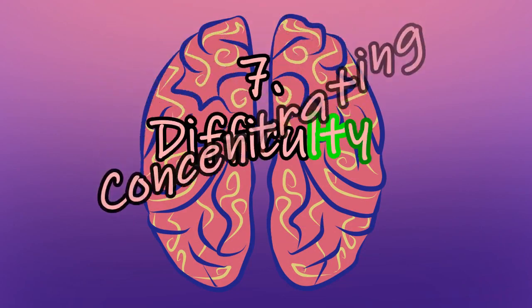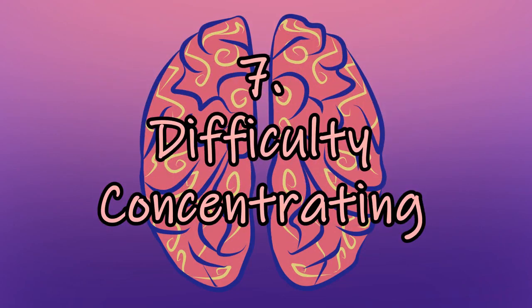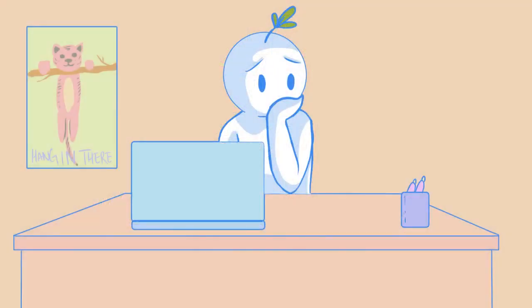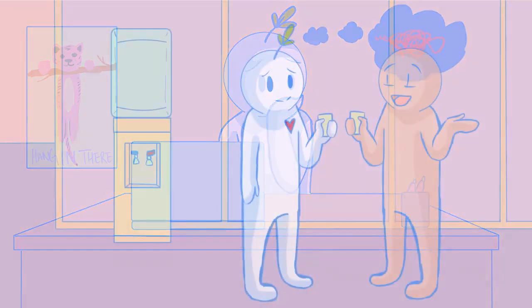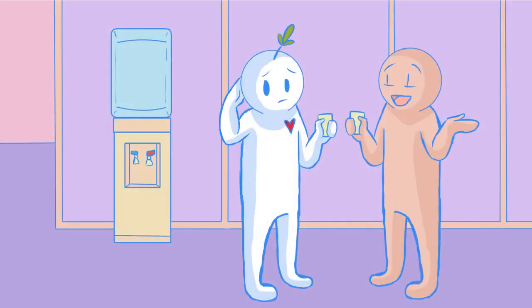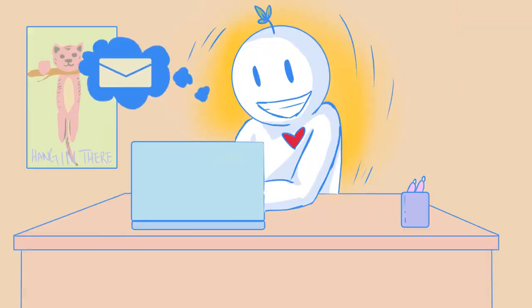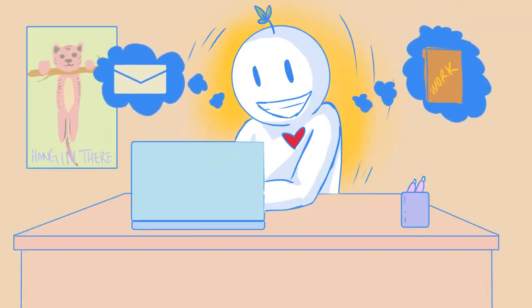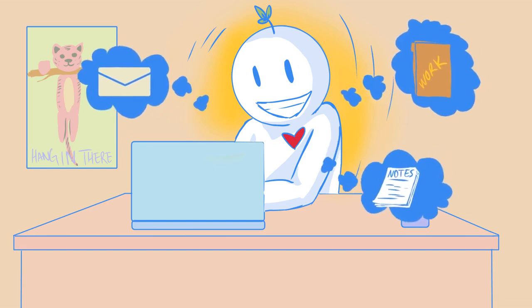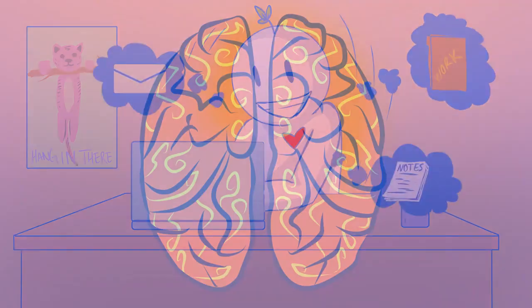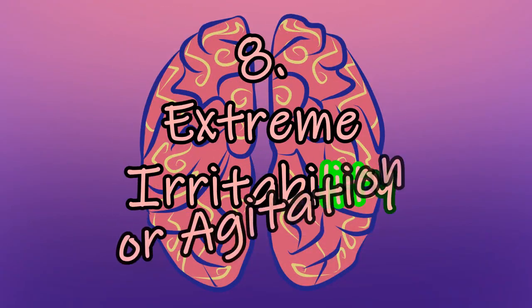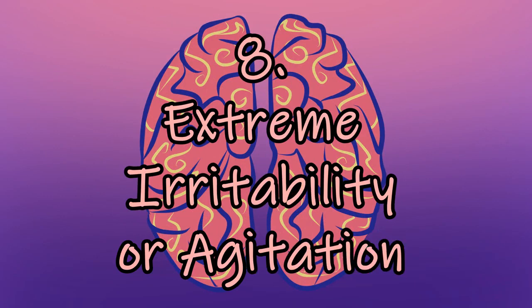7. Difficulty concentrating. Another symptom of bipolar disorder is having difficulty concentrating during both manic and depressive episodes. In depressive episodes, a lack of energy may make it hard for you to stay focused, and you might also find yourself forgetting things. During manic episodes, too much energy might make it difficult for you to concentrate on any one task.